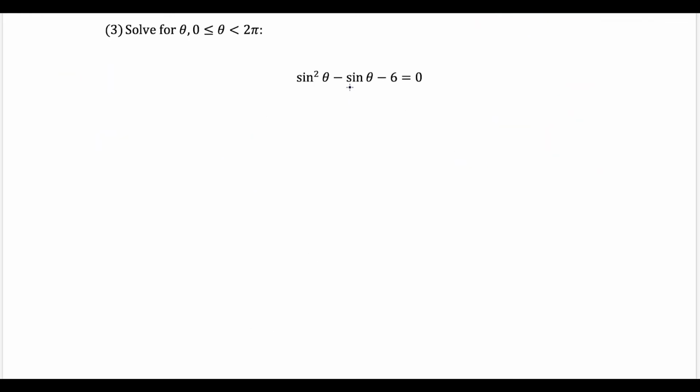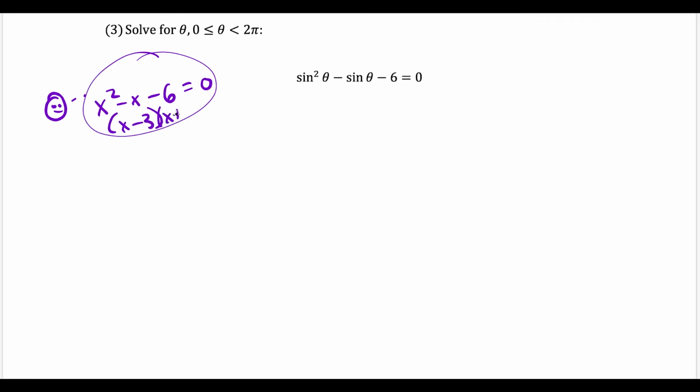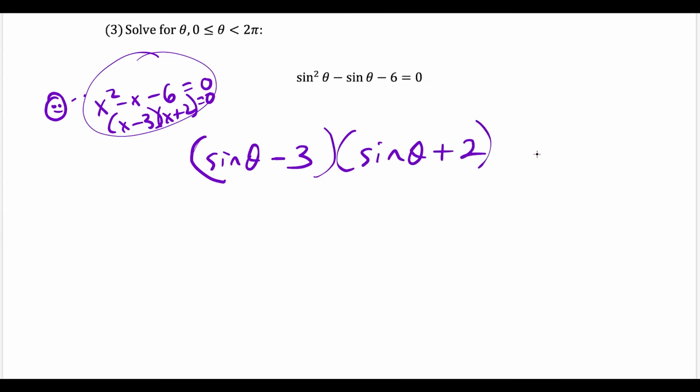So this last equation is so easy that it's difficult. Now for this one, what we're going to do is factor this. What I'm thinking of is the quadratic equation x squared minus x minus 6 equals 0, and this would factor to x minus 3, x plus 2 equals 0. So I just think of this in quadratic form, and that tells me this would factor to sine theta minus 3 times sine theta plus 2 equals 0.